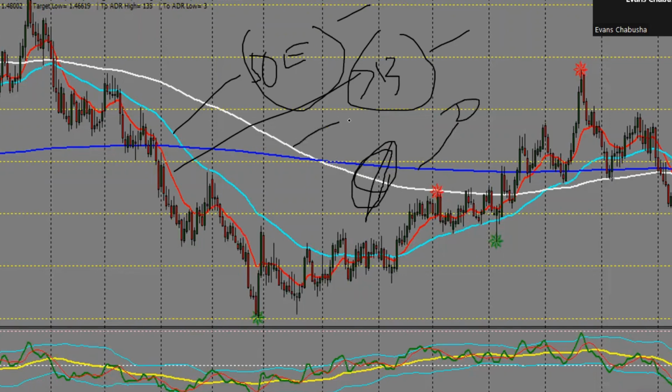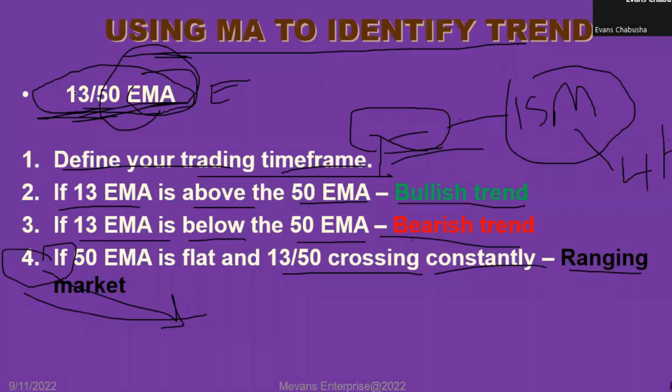Okay, so looking at the EMAs, we just want to identify the trend. Remember, before we do anything, first we need to identify the trend. Where is this market dominantly going? Just like this point said, if the 13 EMA is above the 50 EMA, that is a bullish trend. If the 13 EMA is below the 50 EMA, that is a bearish trend.